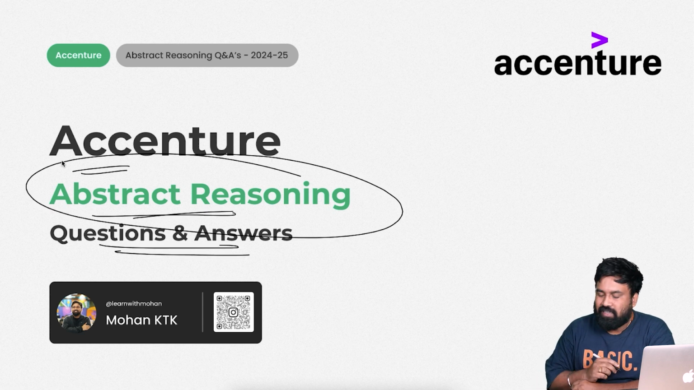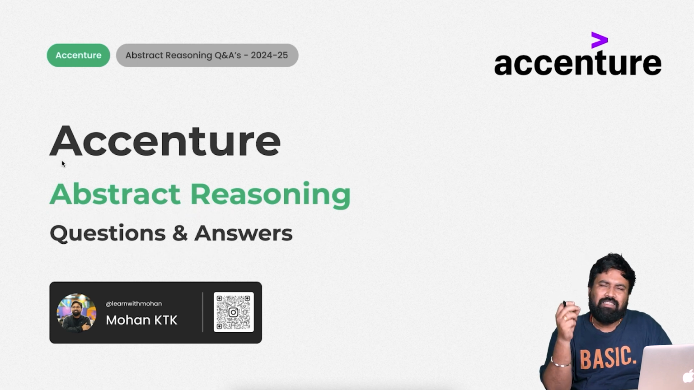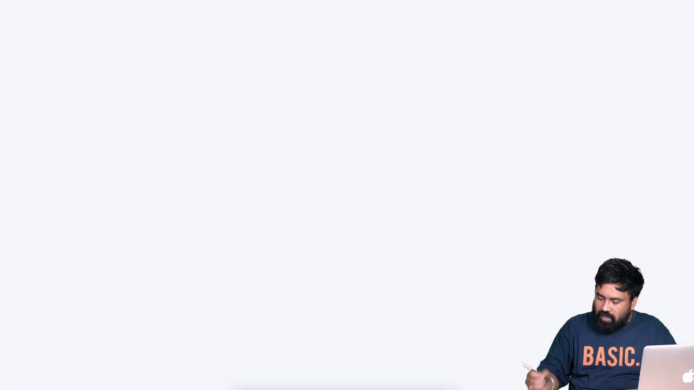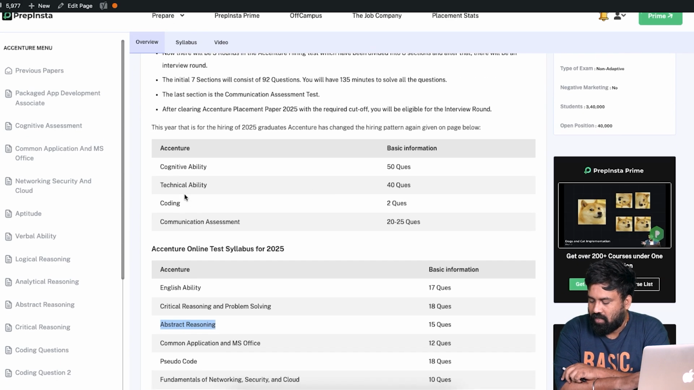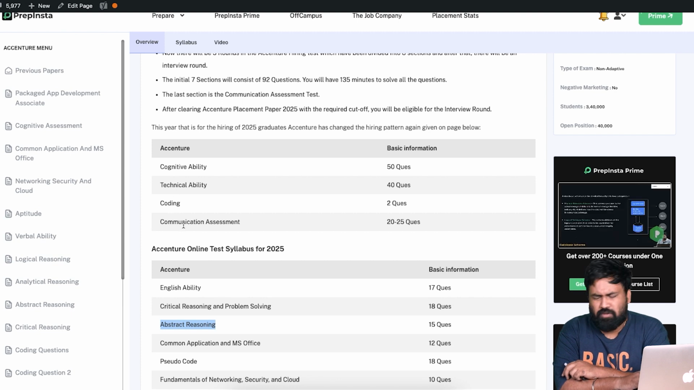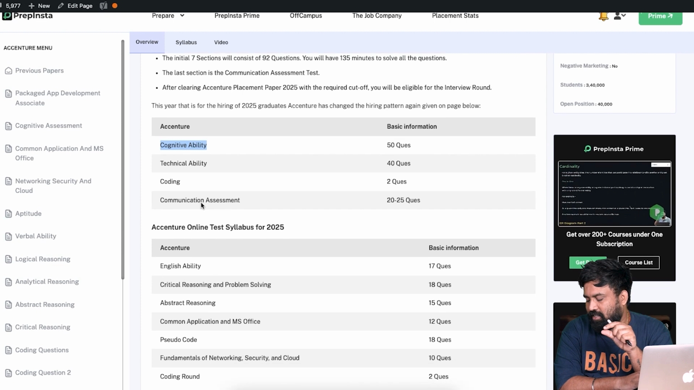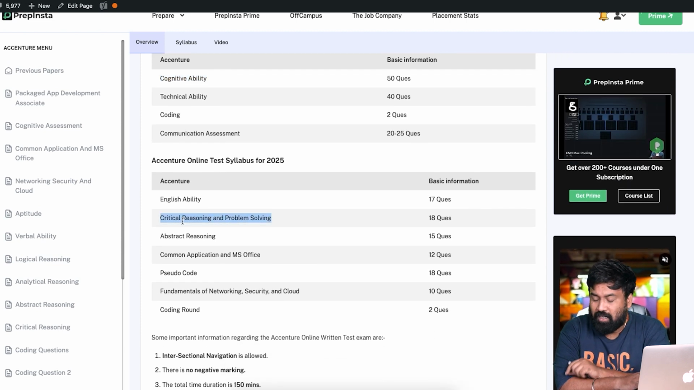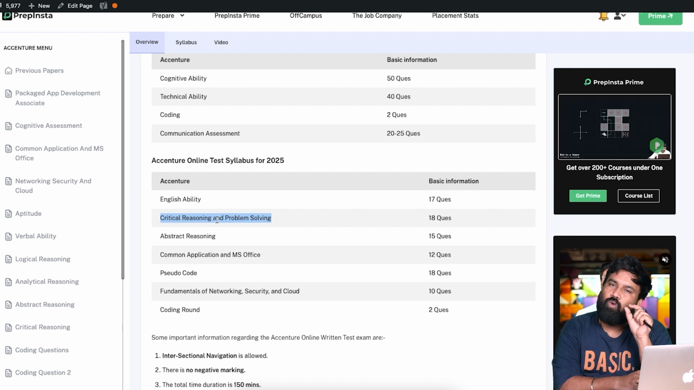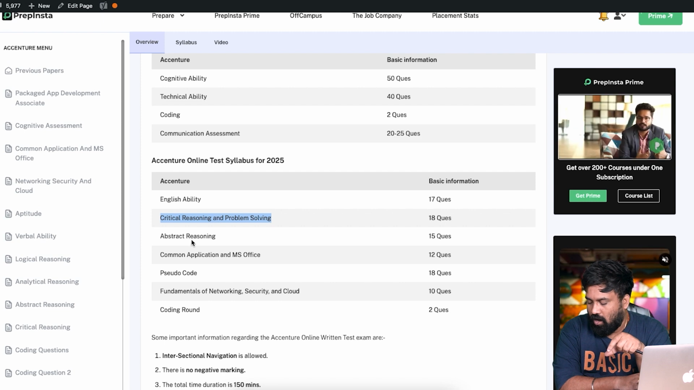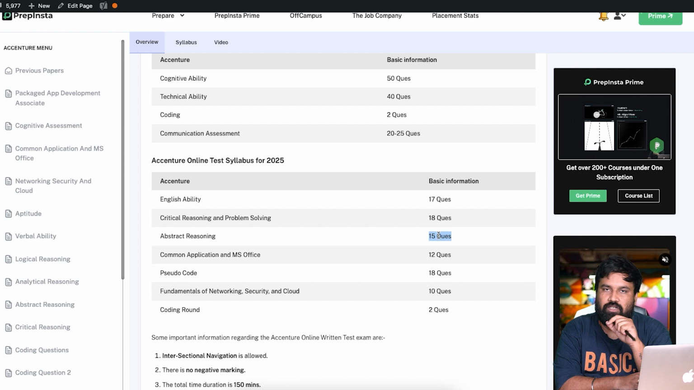So, what is abstract reasoning and what kind of questions will they ask you? I will give you a brief in just 1 or 2 minutes. Let's see our updated syllabus for Accenture. In Accenture, we have seen sections like cognitive ability, technical ability, programming, and communication assessment, right? In cognitive ability, they have categorized it into two parts: critical reasoning and problem solving. We already did a video on critical reasoning and problem solving and the types of questions they will ask. The second category is abstract reasoning, which has around 50 questions.